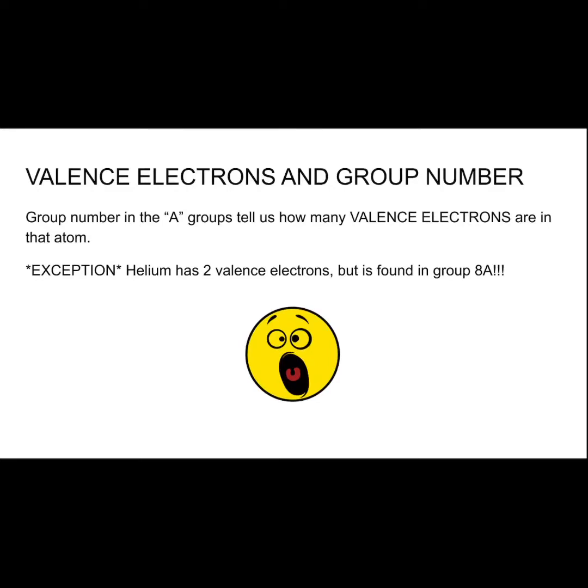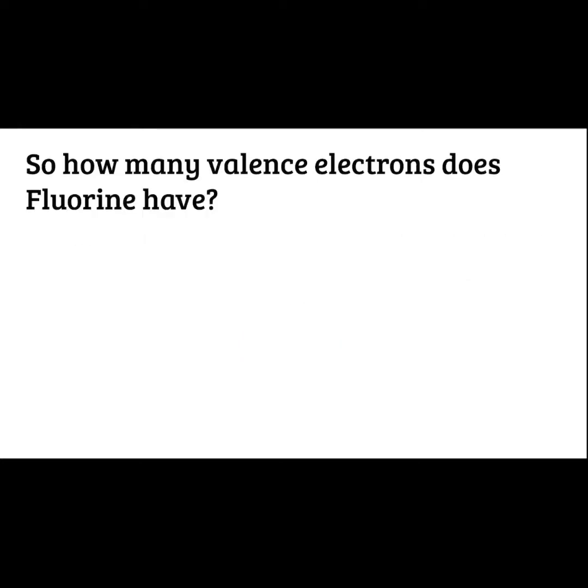I skipped the whole transition metal section, and then I'm starting with boron. Boron's in the third group, so 3 valence electrons. Carbon would have 4, nitrogen would have 5, oxygen would have 6, fluorine would have 7, and then neon would have 8. The one exception to this rule is helium. Even though helium is in the 8th group, or the noble gases group, it only has 2 valence electrons. So that would be my exception to the rule.